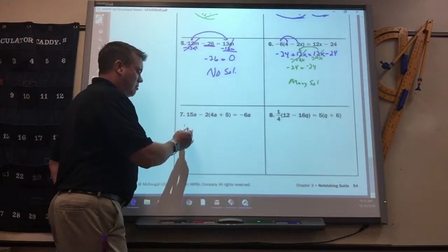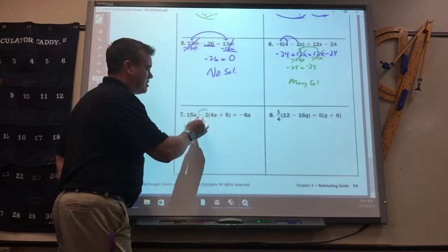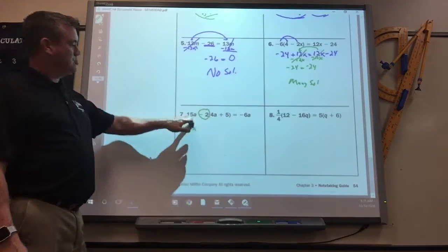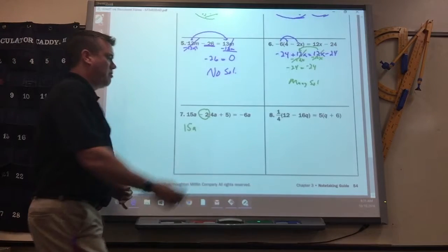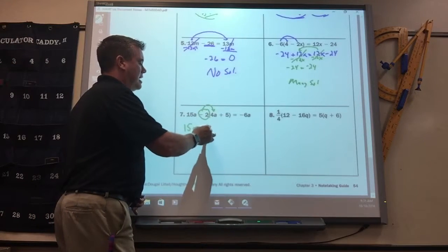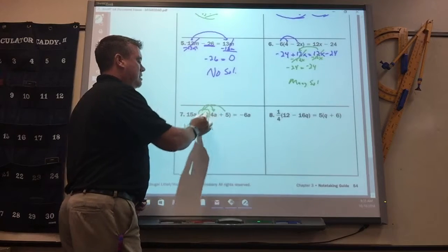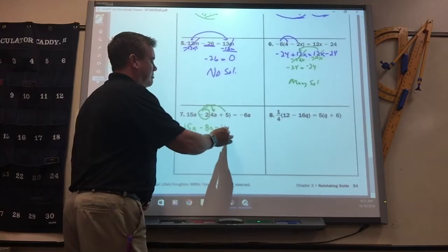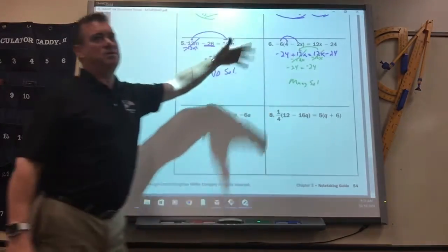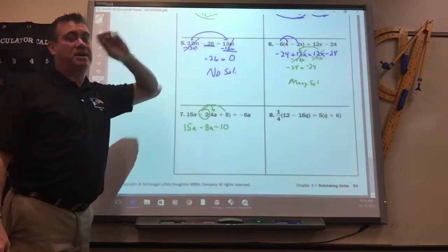Here, you first have to distribute this negative 2 through this parentheses. So the 15a stays there. Negative 2 times a positive 4 is negative 8a. Negative 2 times positive 5 is negative 10. That's why it's important that you know what the signs are when you distribute it through, because if you get one sign wrong, the whole problem's going to be wrong.